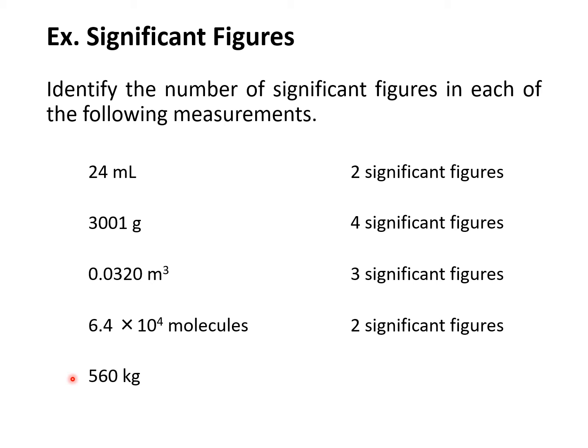And finally, for the example of 560 kilograms, the way this number is written is actually ambiguous, as it can have either 2 or 3 significant figures. If we wanted to clearly identify 3 significant figures, then we should put a decimal point after the number. Or we could write the number in scientific notation to clearly express 2 or 3 significant figures.